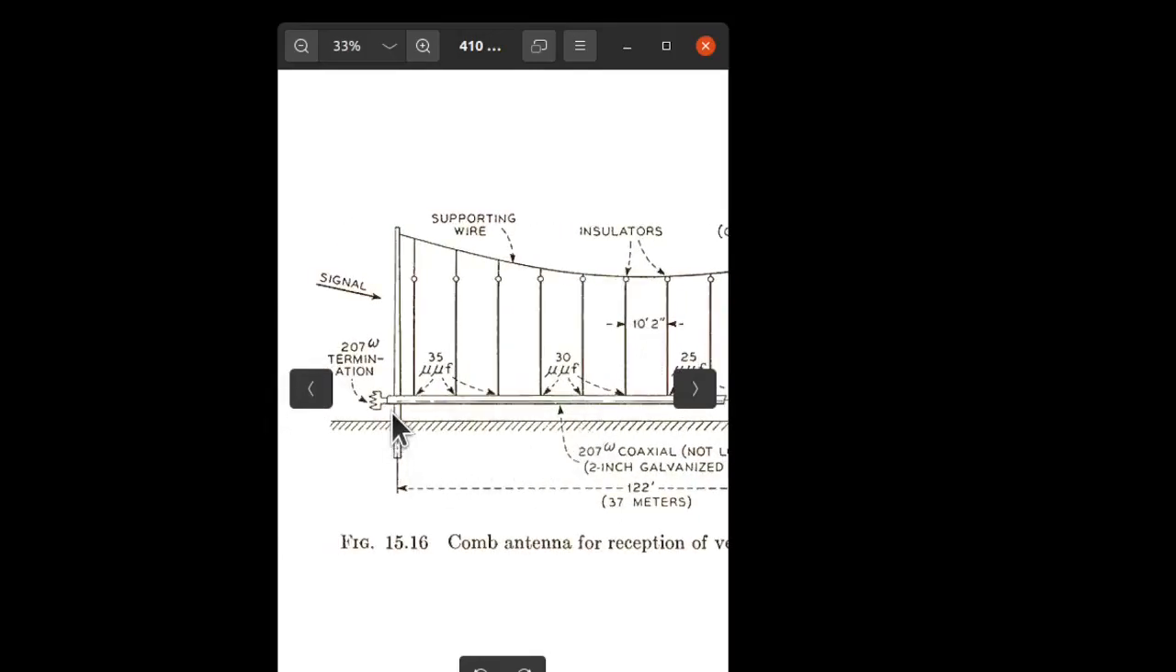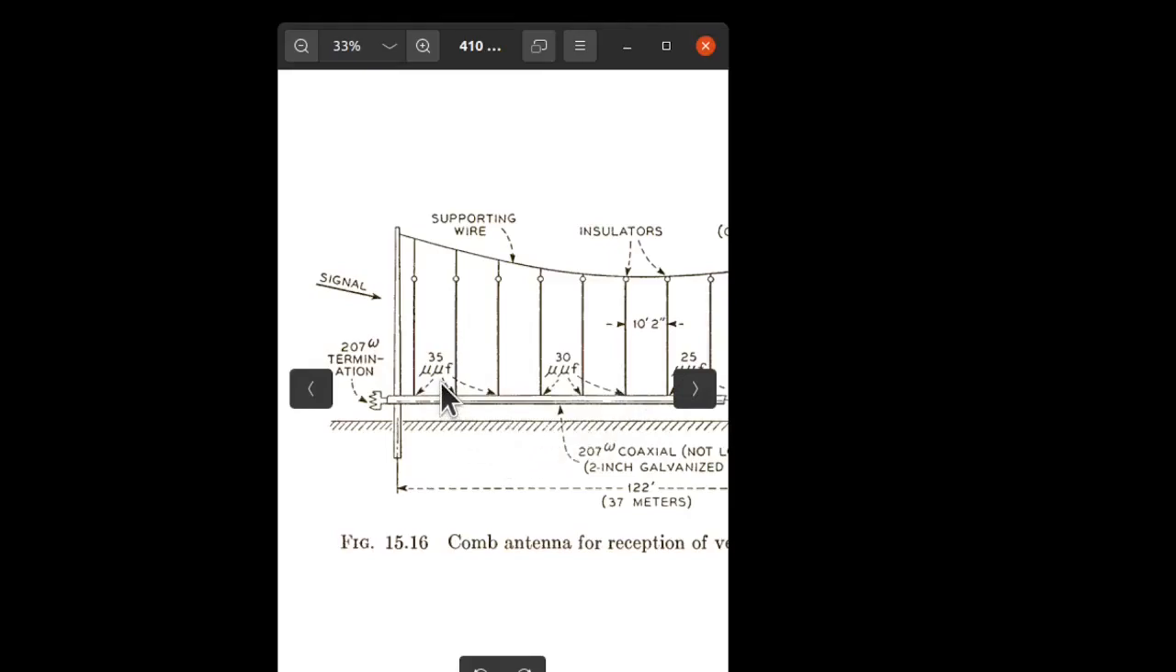We can see there's a termination at this end. The signal direction, this is basically a receive antenna. And you'll notice that at the bottom of each of these conductors, these are all conductors here, there's a 35 picofarad capacitance connection to the line that's running beneath it. So capacitor here, here, here, here, here, here, and so on down the line.